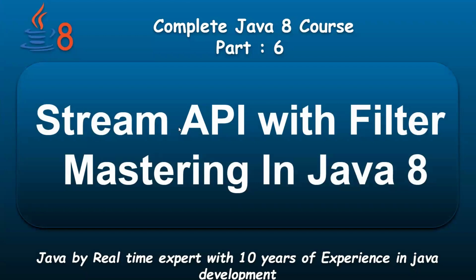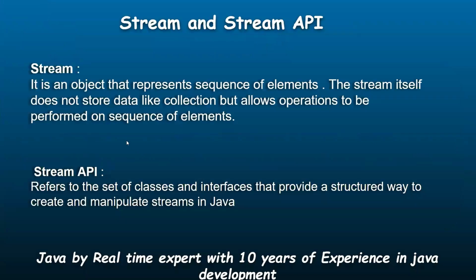Now let's see what is Stream and Stream API. Basically, a stream represents a sequence of objects or elements, and a stream doesn't have any capability to store the data like a collection. But it allows us to perform various operations on a sequence of elements. This is called a stream. What is Stream API? The Stream API is a set of classes and interfaces that provide a structured way to create and manipulate the stream in Java. So these are only the definitions, but we will see them programmatically and practically in the upcoming session.